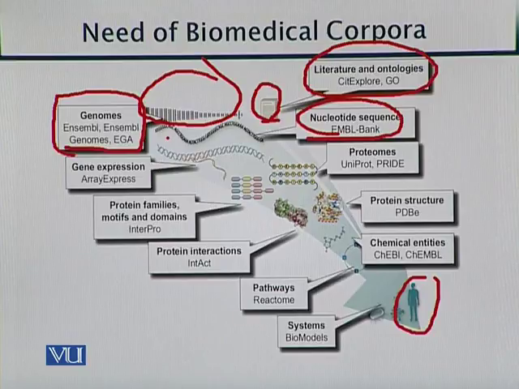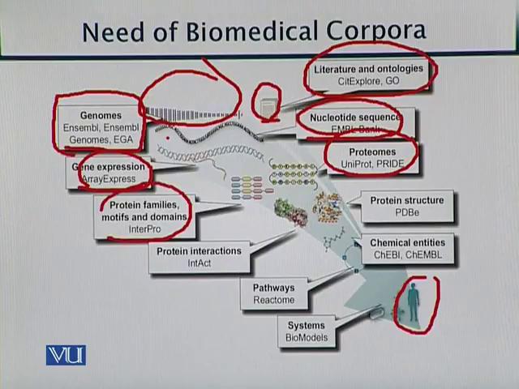Then we have gene expression. For gene expression we have ArrayExpress and different databases. And similarly we have the proteome. Proteomes have two major resources, which are UniProt and PRIDE, which provide information about different proteins. And similarly InterPro provides information about different protein families, motifs and domains which are part of proteins.